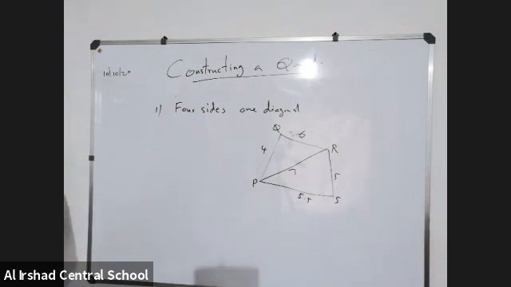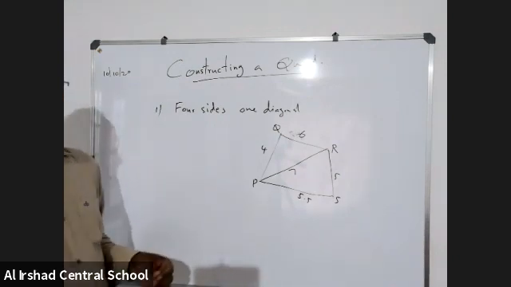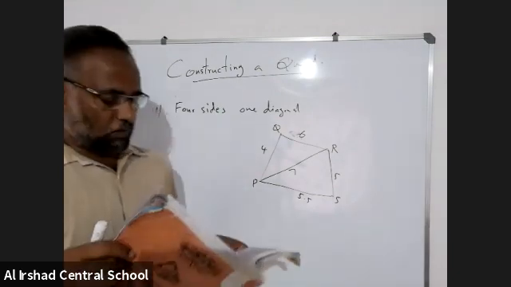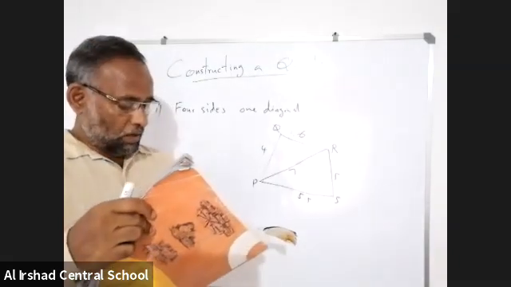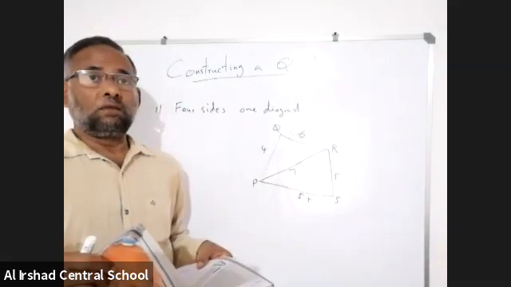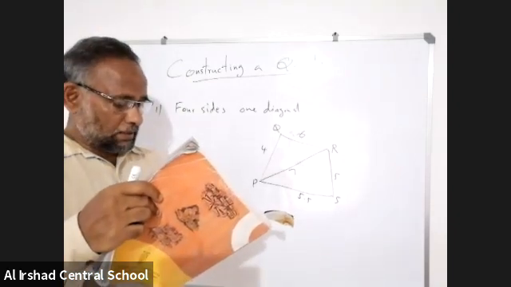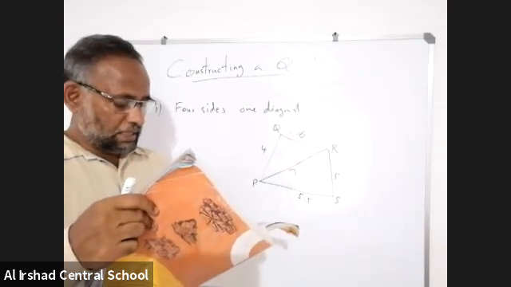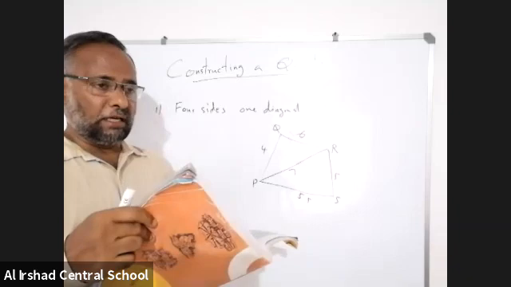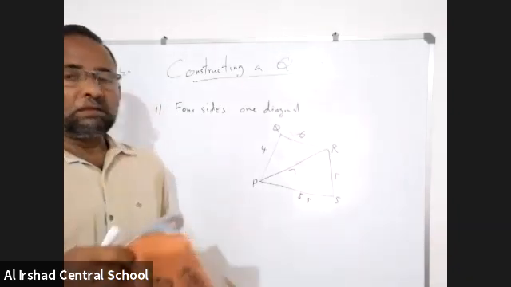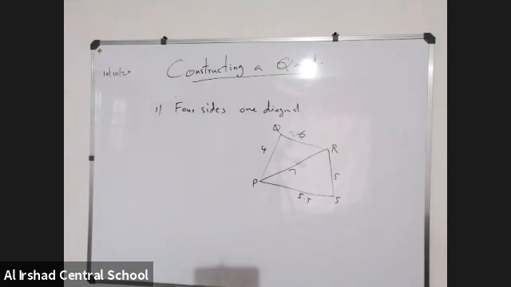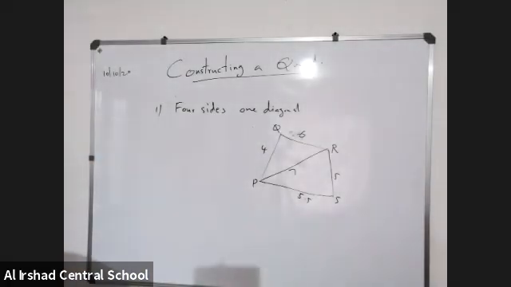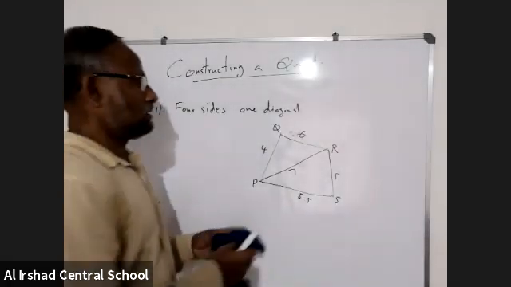See, in all constructions you can see 5 elements are given. Look, 4 sides and 1 diagonal, 4 plus 1, 5. 2 diagonals and 3 sides, 2 plus 3, 5. 2 adjacent sides and 3 angles, that means again 5. 3 sides and 2 included angles, that means 3 plus 2, 5. See, for constructing a particular quadrilateral, we need 5 elements.